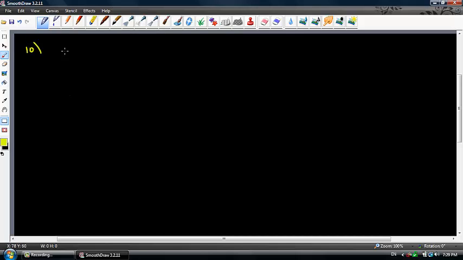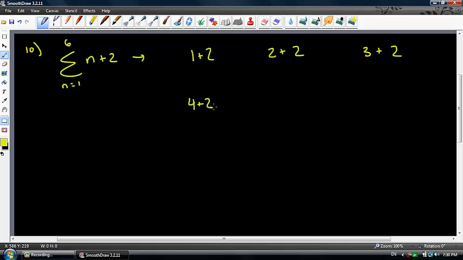Number 10 from 11.2, it says write the terms of each arithmetic series and find the sum. So since they're asking you to write the terms, they're basically asking you to kind of brute force this thing. So if I say that n equals 1 to 6 and this series is n plus 2, what I'm going to do is I'm going to do all of these from 1 to 6. So that looks like this. 1 plus 2. 2 plus 2. Remember, n is the only thing that's changing. 3 plus 2. 4 plus 2. 5 plus 2. 6 plus 2.